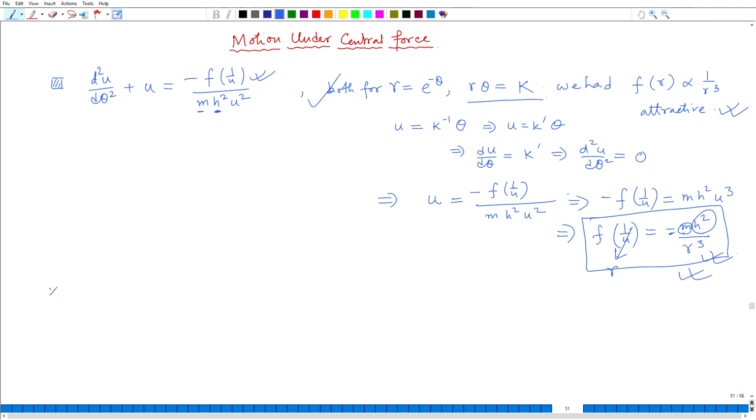I am going to another case, r is equal to constant. You all know this is the case of a circular trajectory.